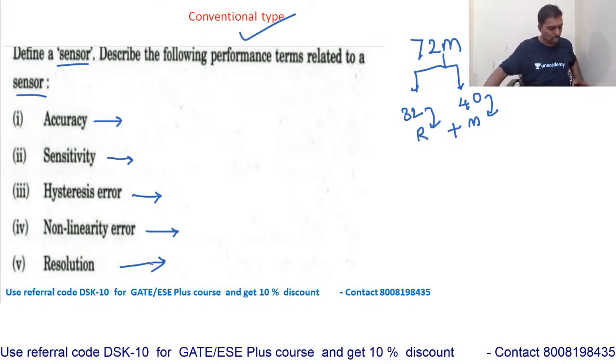Simple. Are you understanding? All of you are getting my point, dear students. I am not discussing the total subject here, I am just giving the guidance.